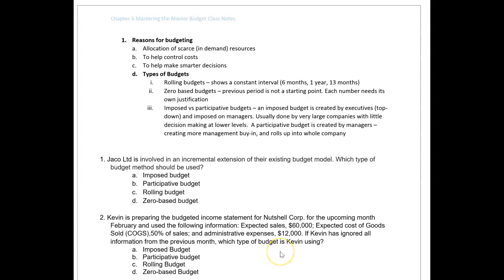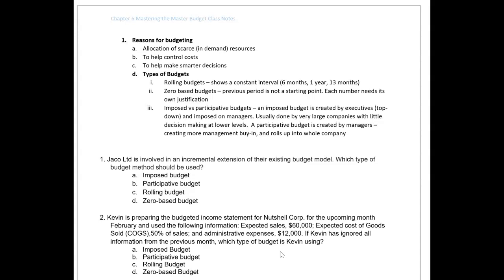Well, this is Chapter 6, Mastering the Master Budget, and it's going to be just Part 1, the introductory material from the chapter. And the chapter is good. It starts out with the reasons for budgeting, and I can't stress to you enough how important this is and what a big piece of my life professionally it was for a long time, because what you're really doing is you're allocating resources from the company that are in demand, that everybody wants.